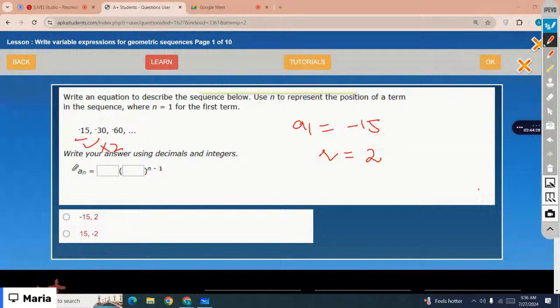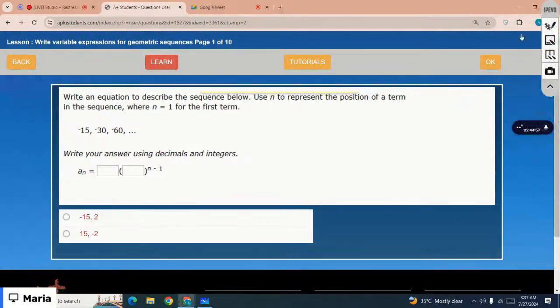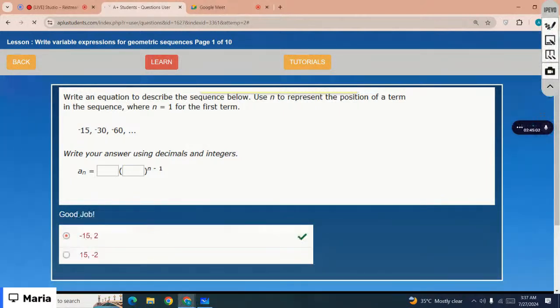So that is a_n equals negative 15 and 2 to the power n minus 1. See, correct option. They are negative 15 and 2. Option number 1 is the correct option. Negative 15 and 2, not negative 2.